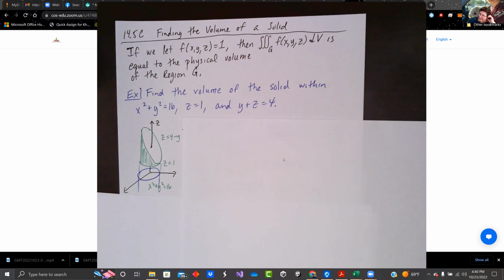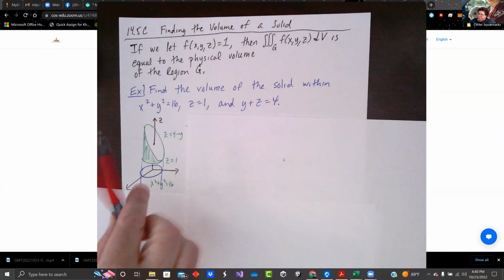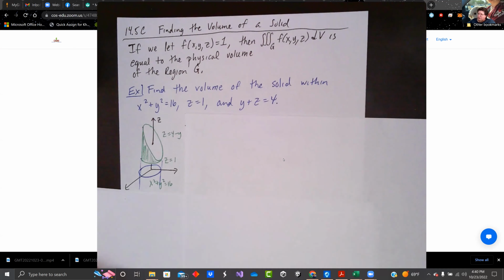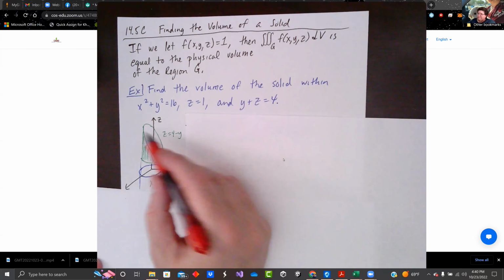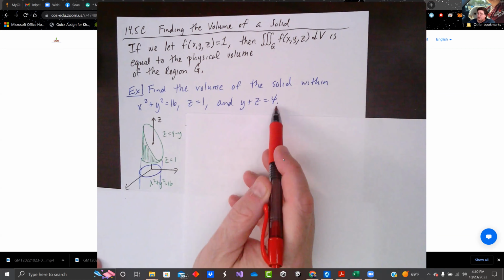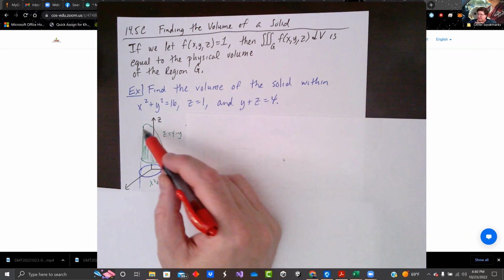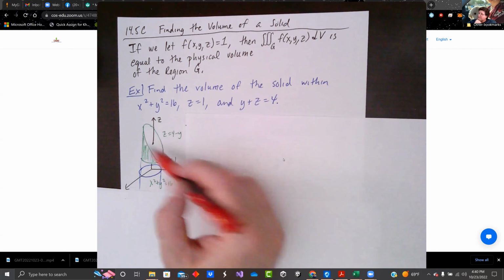So in this problem, we're going to find the volume of the solid that's generated within the cylinder x squared plus y squared equals 16. So that's a toilet paper roll tube or paper towel tube with the axis of z. We're going to cut it off below from z equals 1 and above from y plus z equals 4. So if I solve for z, I get 4 minus y, which is this line right here.